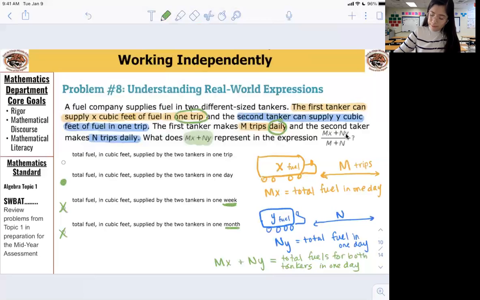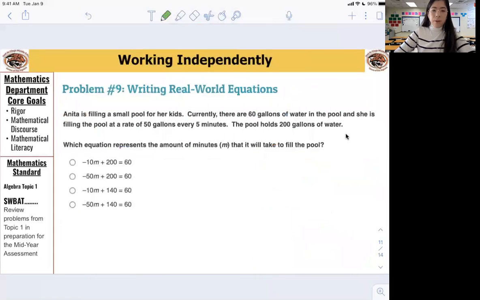Okay. Cool. Here's another word problem. Anita is filling a small pool for her kids. Currently, there are 60 gallons of water in the pool, and she's filling the pool at a rate of 50 gallons every 5 minutes. The pool holds 200 gallons of water. Okay. A couple of different things we have to do in this scenario.